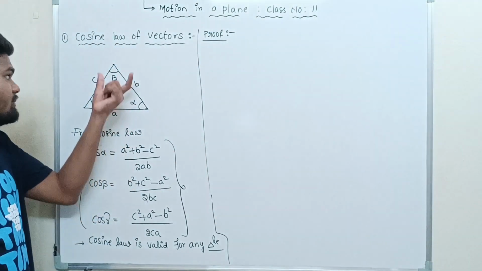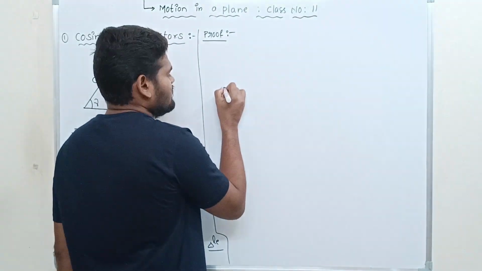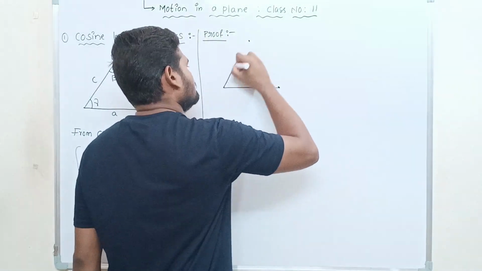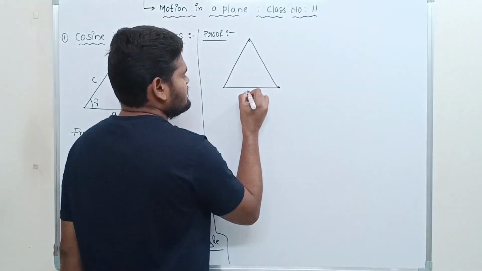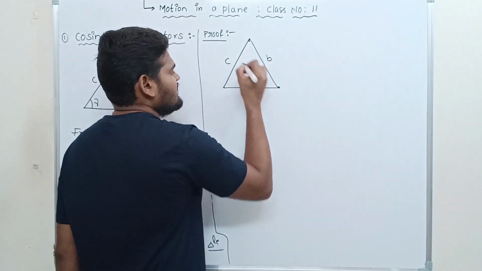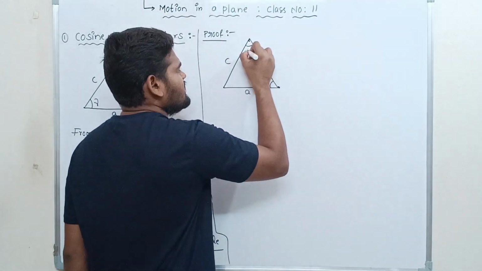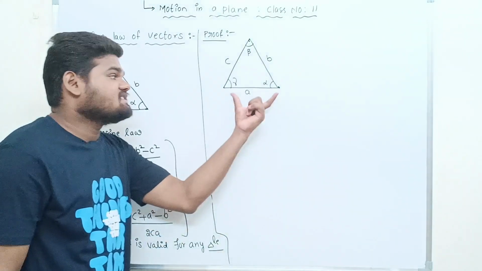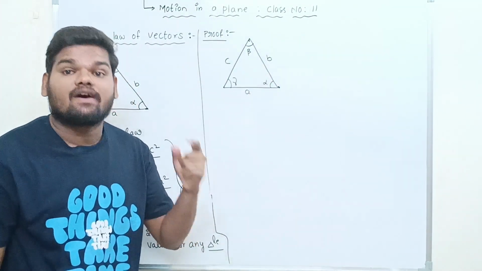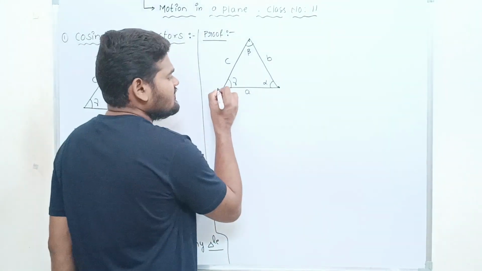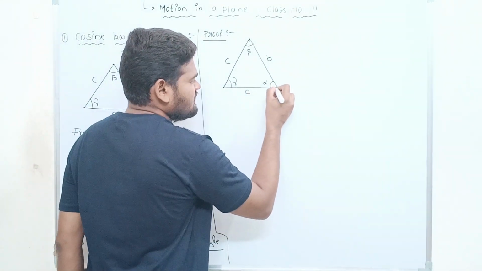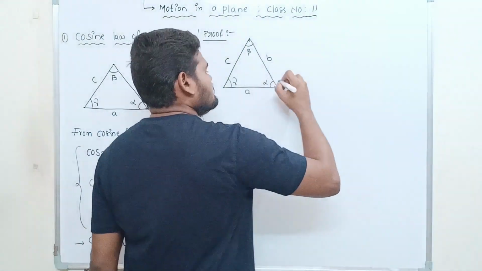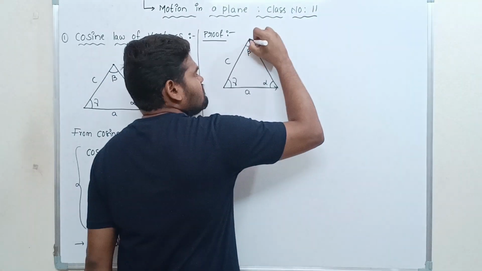To prove the cosine laws, I am taking the same triangle. Have a look. This is side a, side b, and side c. This is alpha, this is beta, and this is angle gamma. Now, at this time, I am representing the sides of the triangle in the form of vectors. Have a look. I am taking this side as the a bar vector. Right. This side I am considering as the b bar vector.